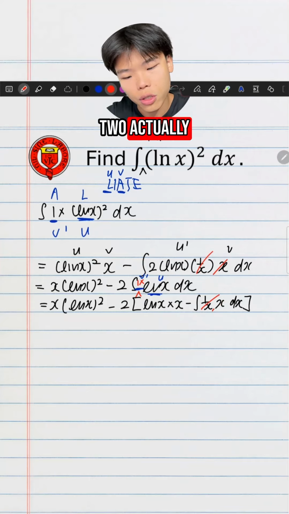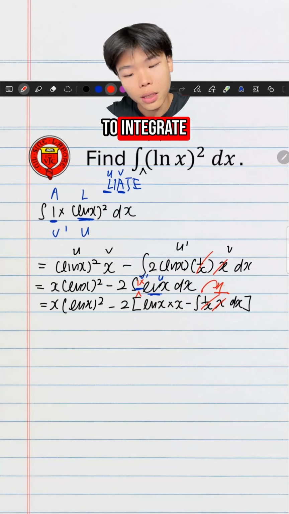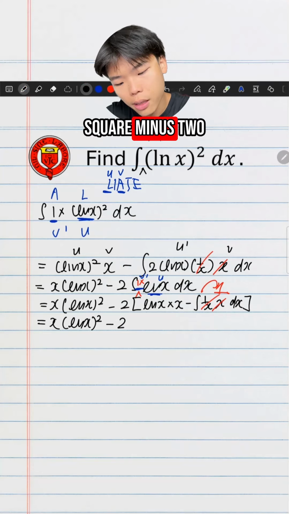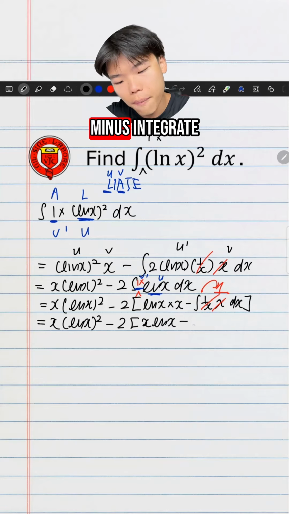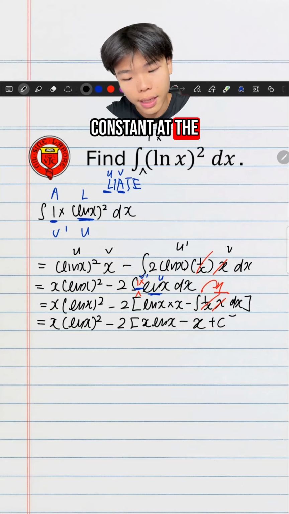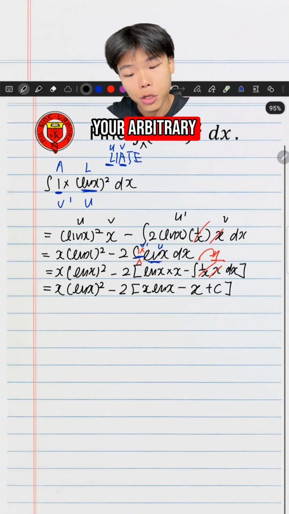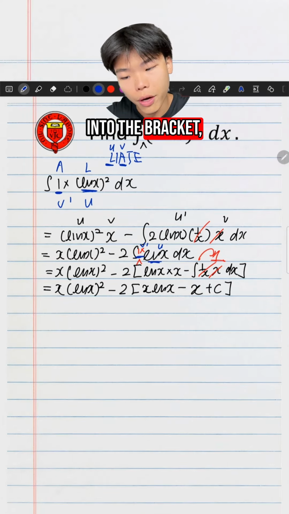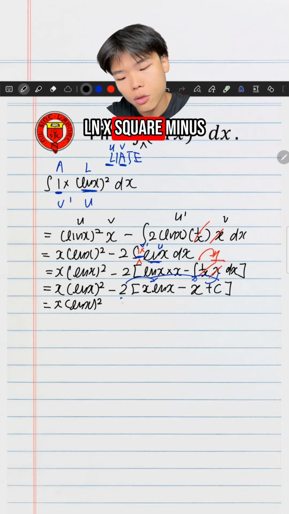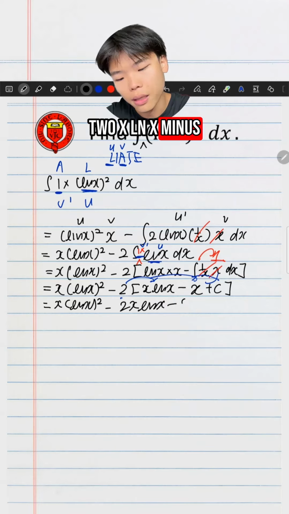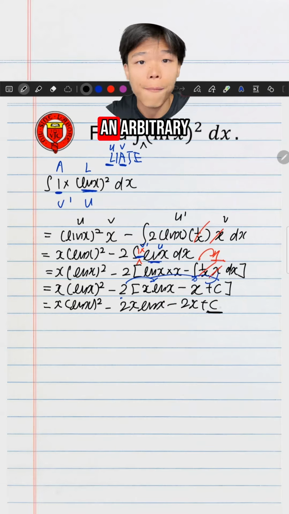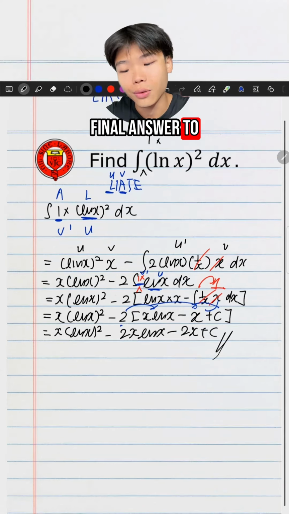And you realize that these two actually strike out to give me 1, but don't forget, you still need to integrate this over here. So what we get in the end is just x (ln x)^2 minus 2 bracket x ln x minus integrate 1 will give me x, and then I will have a plus c, arbitrary constant at the end over here, right? Please don't ever forget your arbitrary constant. And then I'll multiply the 2 into every single term here, and I'll get the final answer of x (ln x)^2 minus 2x ln x plus 2x plus c, of which the c you can just keep as c because 2 times c is still an arbitrary constant after all. And that's the final answer to this question over here.